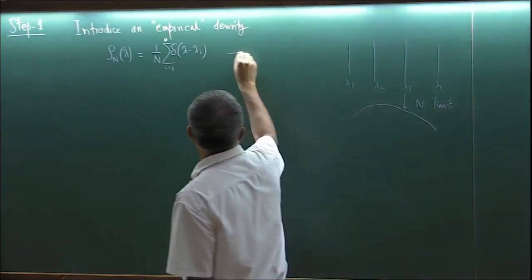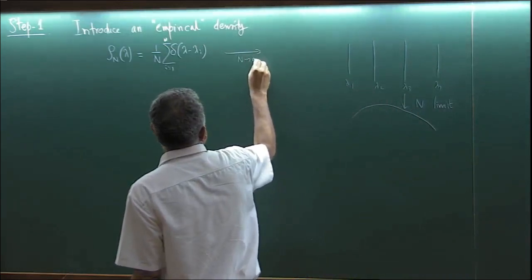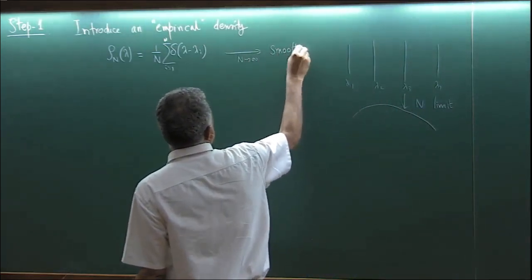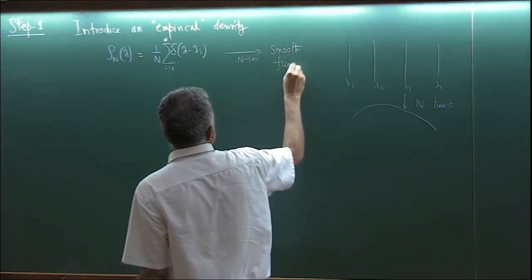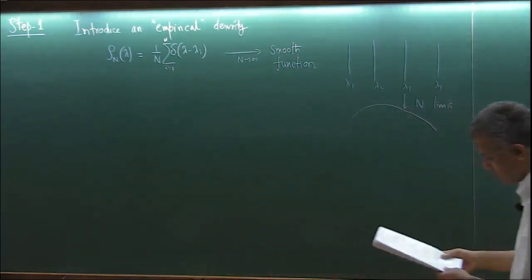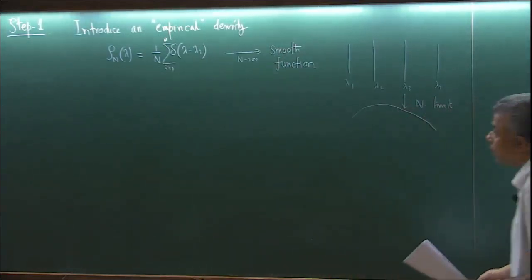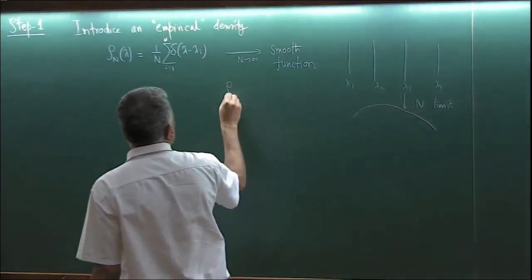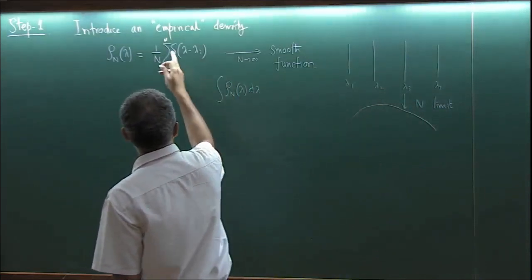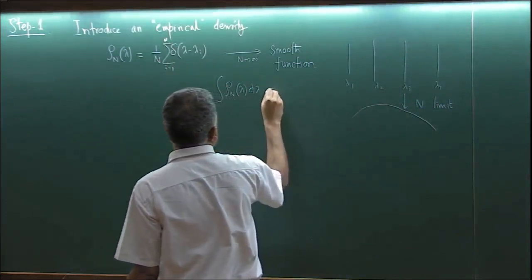This guy approaches a smooth function. That's an assumption. Of course, we are not proving this, but as a physicist, you would accept it. And of course, by definition, this is normalized to 1, because you have n charges, and if you integrate, you will get 1.